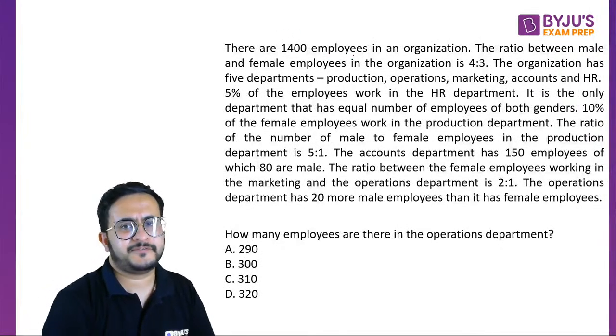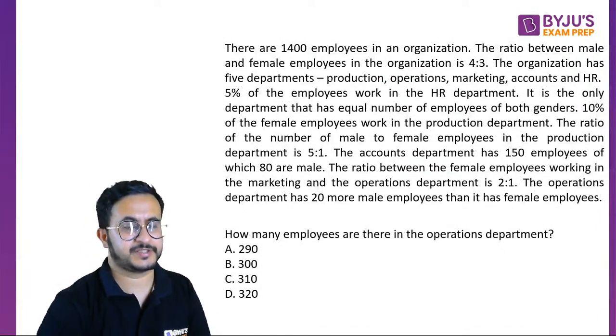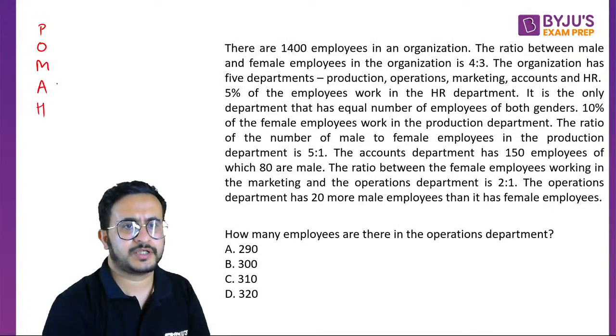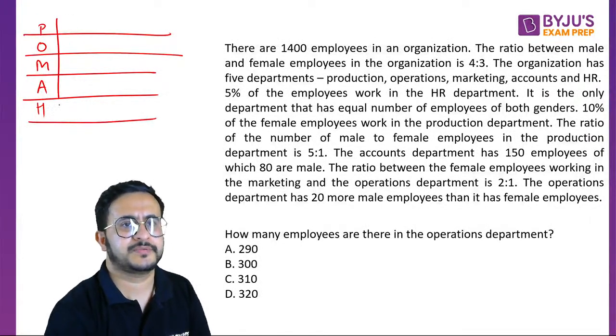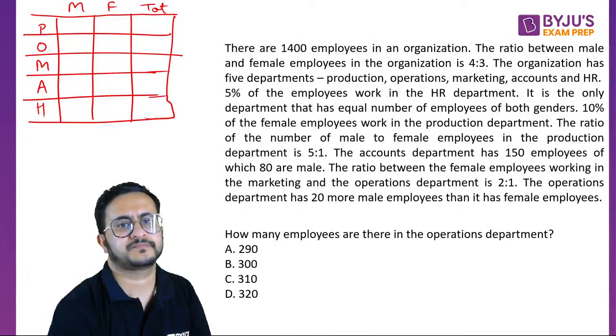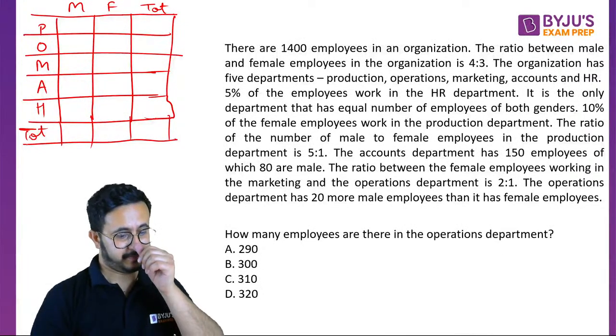So it says that there are 1400 employees and the ratio between male and female employees is given to you, and there are 5 departments. So we'll have a table like this: production, operations, marketing, accounts, and HR. These are the 5 departments. Then we have male and female employees. You can have the total as well. So that's how we'll have a table like this.